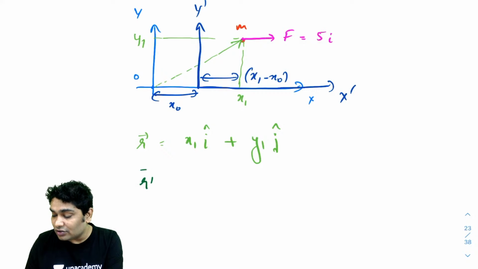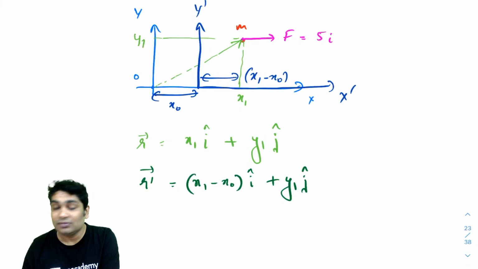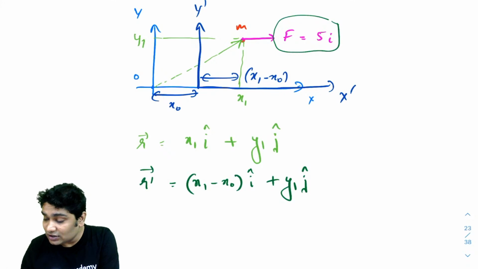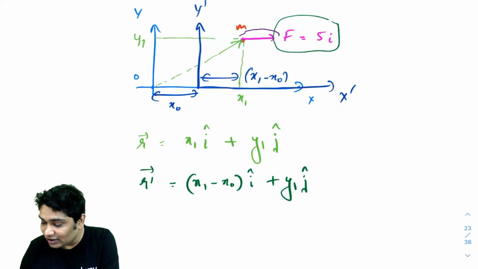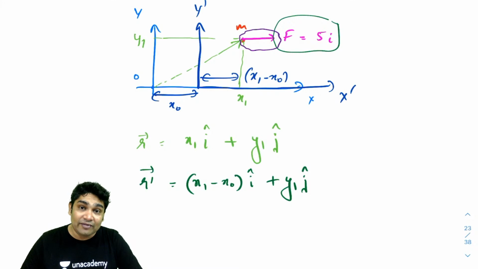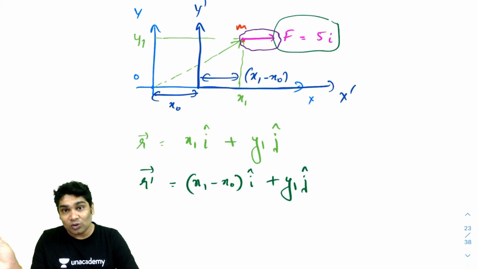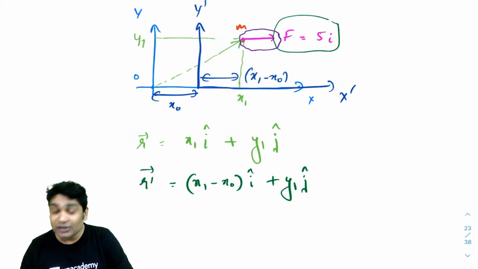Position vector r dash would be (x1 minus x naught) i cap plus y1 j cap. Right. How about the force vector? The force vector remains the same, obviously. The force is still represented by this vector. That does not change. In this case, it will still be 5 i cap. Even the components do not change, as long as you are only translating. If you rotated the reference frame, then the components would have changed.